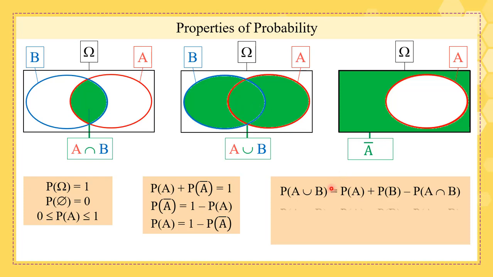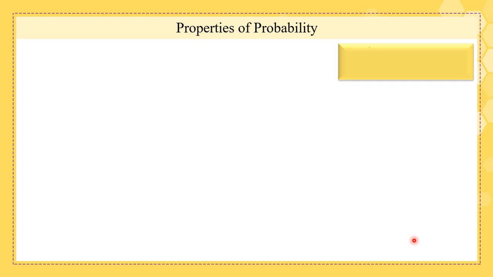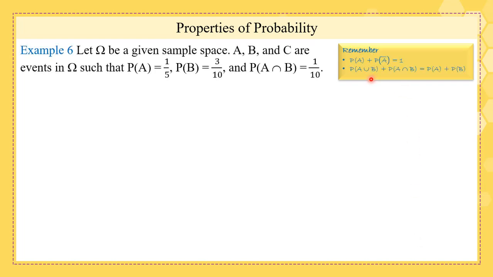And from here also we can tell that P of the intersection, if this is the intersection, this would be the union. Just flip the two probabilities. This would be the union, and the probability of the union plus the probability of the intersection would be the probability of A plus the probability of B. These are the properties. Let's see some examples about them.